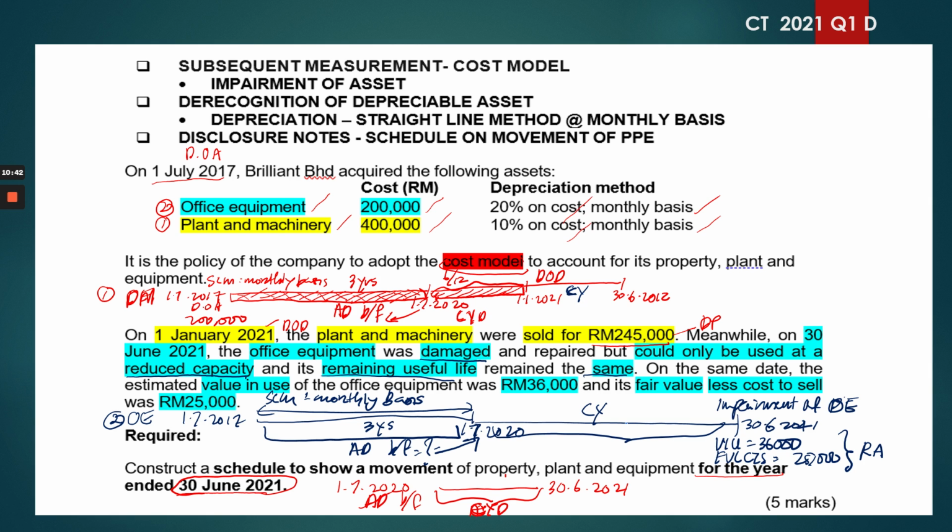So for the current year, which is exactly 12 months, which is 1 year, you need to go and find out what the current year depreciation is. Current year depreciation, same goes for here. And then only at the end of the year, after you get the carrying amount here, which is on 30th of June 2021, you will be comparing with the recoverable amount and check whether there is an impairment. So let's do that.